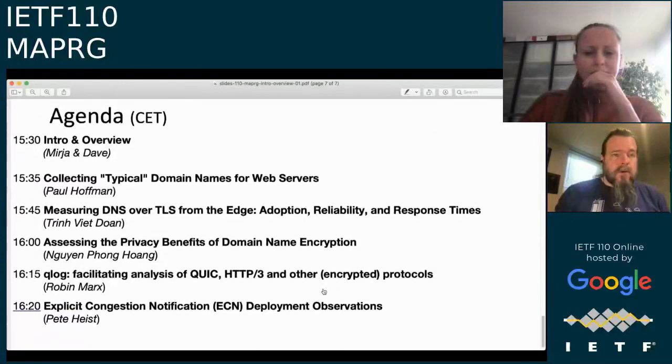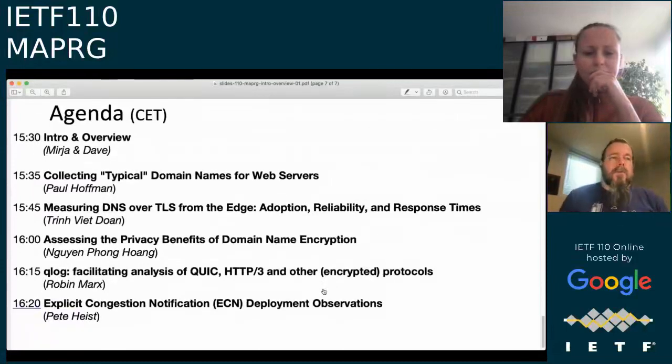Our agenda for today is, once we get past this few minutes of intro, we'll switch to Paul Hoffman for about 10 minutes talking about collecting typical domain names for web servers. And if you look at the agenda link on the website, the report that Paul wrote, I think for ICANN, is listed there, the link to it. Then we're going to bring Viet up to present work that was presented in an academic conference. The link there to the full paper is also there. For a 15-minute research presentation, again, about the DNS and TLS and some measurement results.